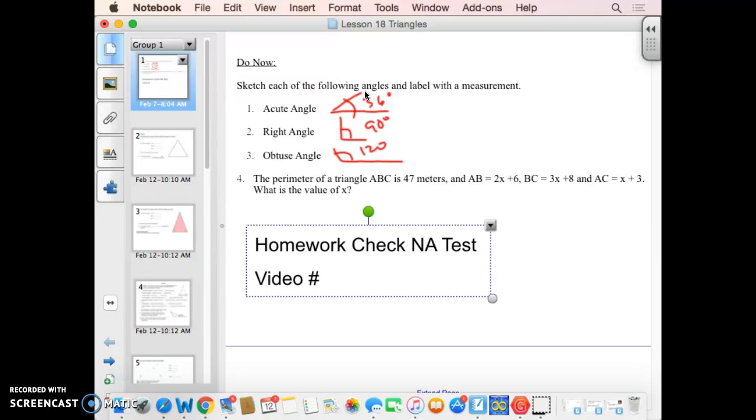If we wanted to find the perimeter of a triangle, perimeter is the distance around, we would simply add up the side lengths and set it equal to 47. So 47 equals, and I'm going to combine my like terms, that's 5, 6x, that's 14 plus 17. If you subtract 17 from both sides, you get 6x equals 30, divide by 6, so x is 5.